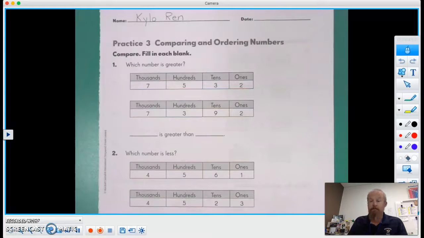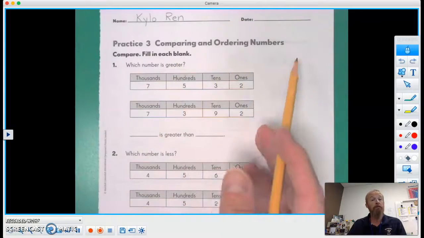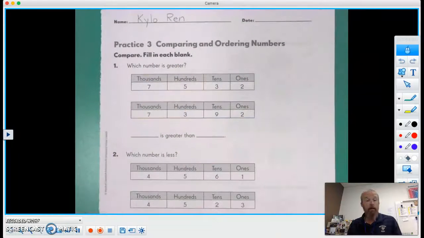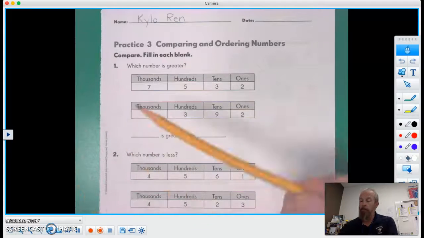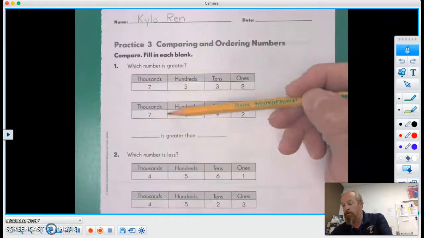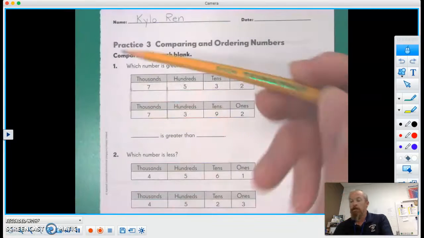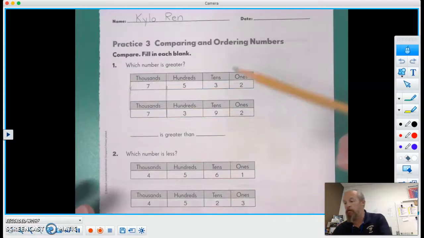We are on Chapter 1, Practice 3 already, comparing and ordering numbers. So, let's compare and fill in each blank. Which number is greater? I love the way that they have this set up, because the thousands really show you this one here, that's the same number, so neither is bigger than the other, right? Neither is greater, neither is the least number.